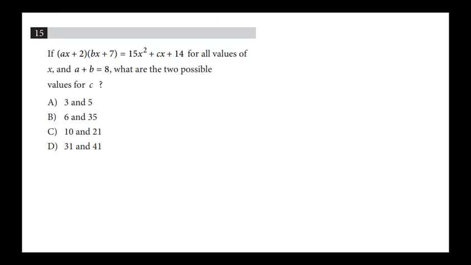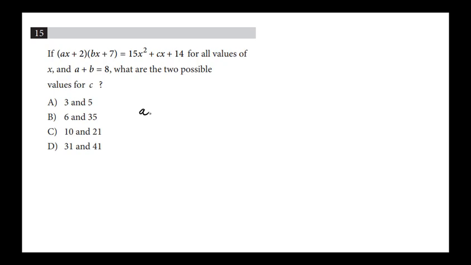Okay, if (ax + 2)(bx + 7) is equal to the right hand side, and a plus b equals 8, what are the two possible values for c? So I think what we have to do is expand the left hand side and make it look like the right hand side.